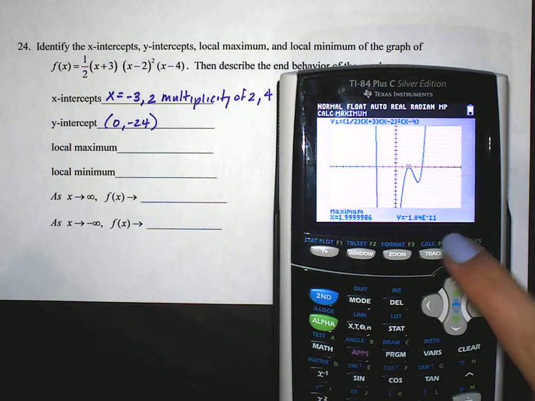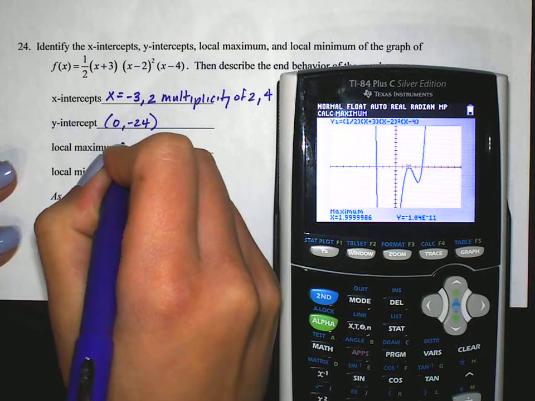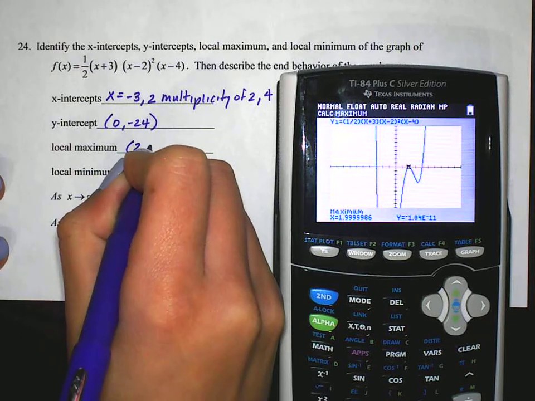1.999986. Remember, whenever we see this E, that's just scientific notation. So you got to think, I got to move my decimal point over to the left 11 times. That's really close to 0. Okay, so we're going to round to 2 decimal places. So my maximum is actually going to occur at 2, 0.